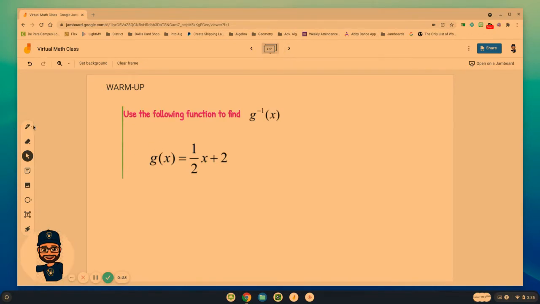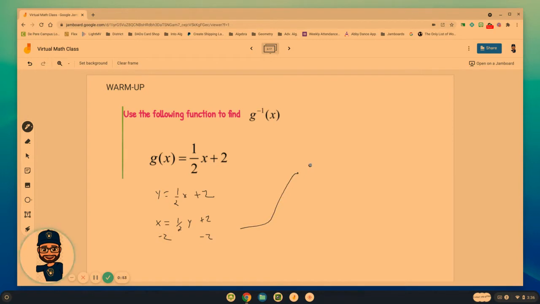All right, so as yesterday's skill, how do we convert equations into the inverse? Remember the first thing to keep in mind is that g of x really represents y, and then we switch the x and y around. x equals 1/2 y plus 2, and then we're going to solve this equation for y, which means I've got to move the 2 first.